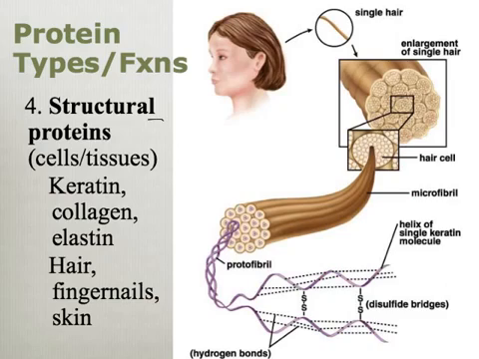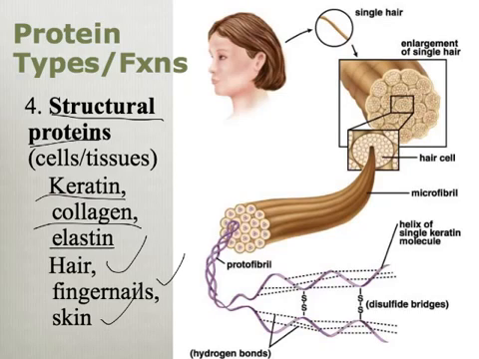We also have structural proteins, so things like keratin, collagen, elastin. So these are the main proteins that make up your hair, fingernails, and skin. Okay, so they provide a structural component to your body.